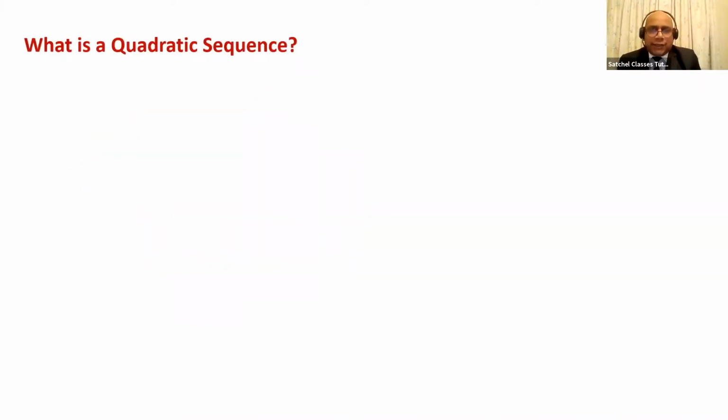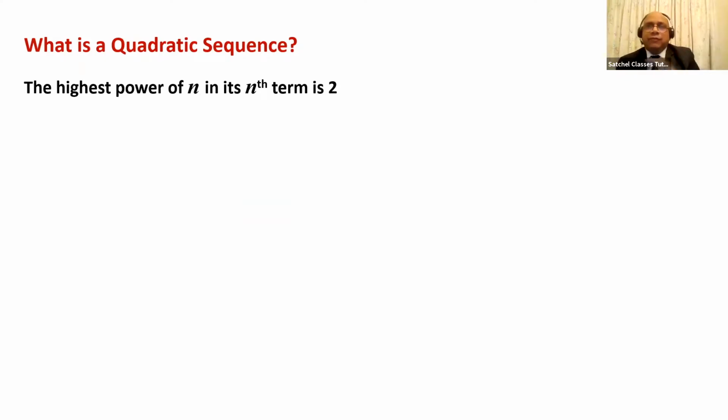What is a quadratic sequence? Well, a quadratic sequence has the highest power of n in its nth term as 2, which means we should always have an n squared as the highest power of n when we derive the rule for the nth term. A simple example for a quadratic sequence is the nth term given by n squared.